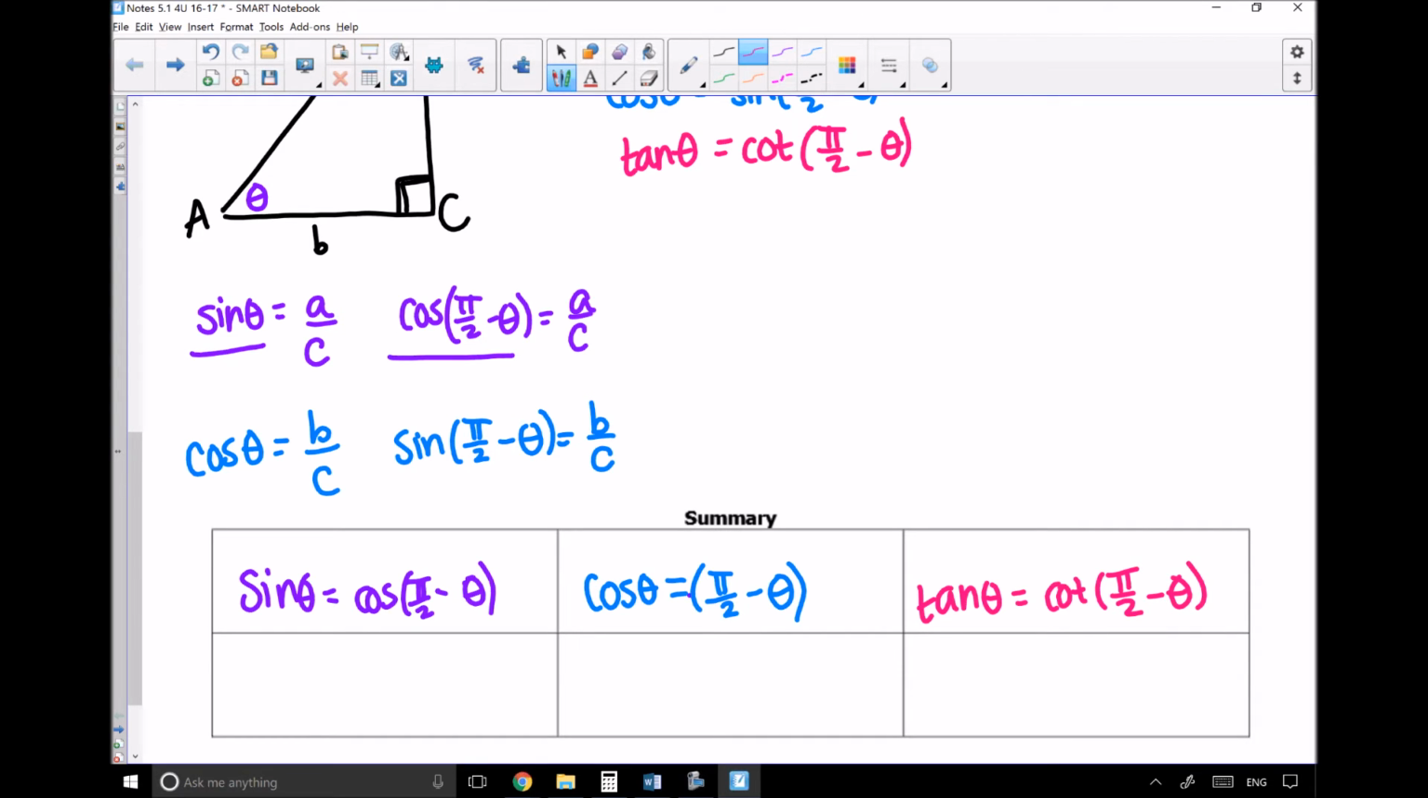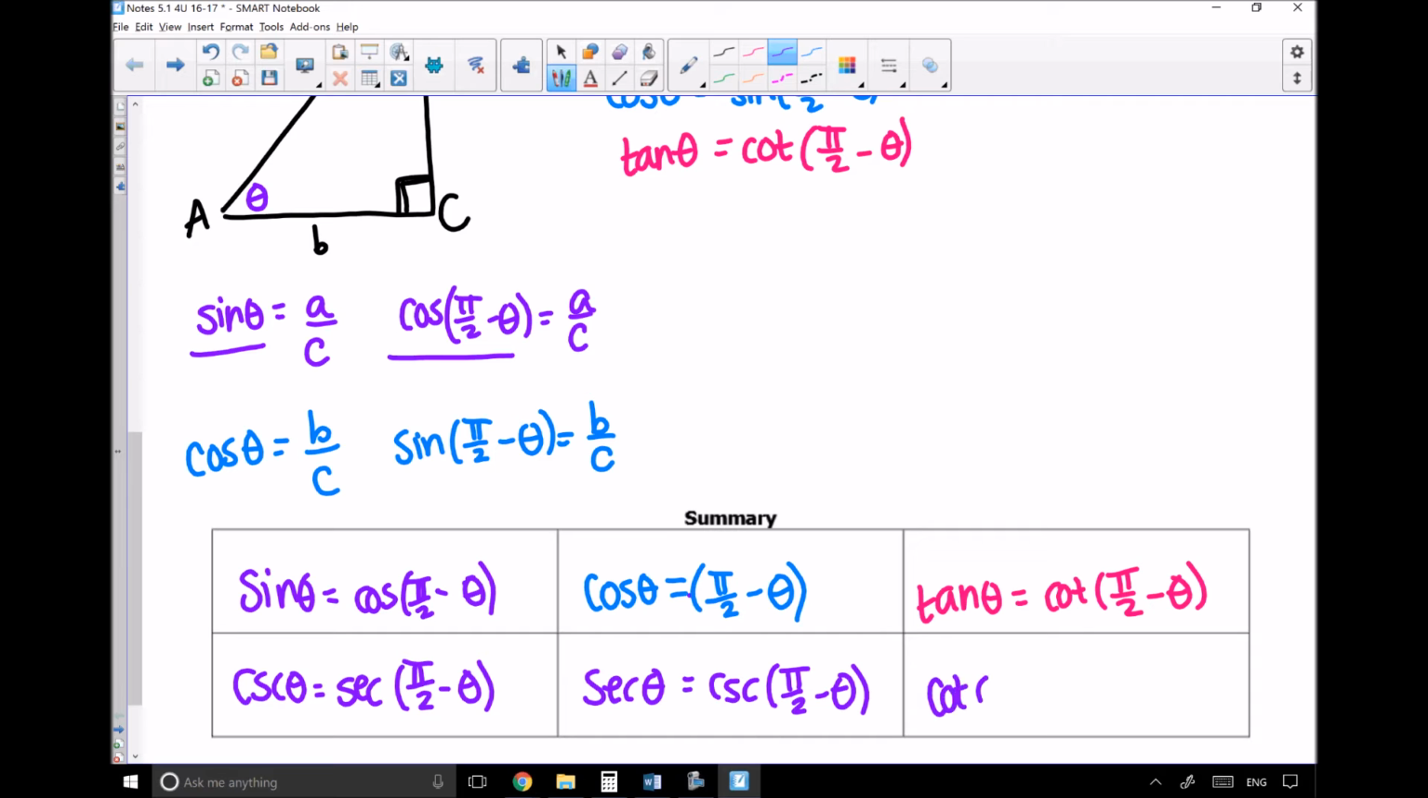Okay, so now the same statements will hold true for my reciprocal functions, okay? So I can say that the cosecant of theta is equal to the secant of pi over 2 minus theta. I can also say that the secant of theta is equal to the cosecant of pi over 2 minus theta. And the same reasoning applies for these guys right here as what we did up here. I'm just not going to go over every single one, okay? And then we can also say that the cotangent of theta is equal to the tangent of pi over 2 minus theta.